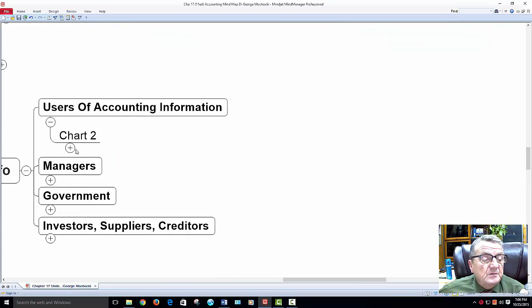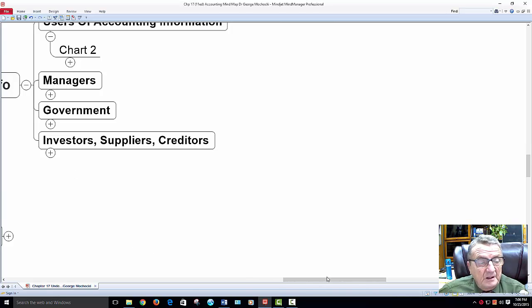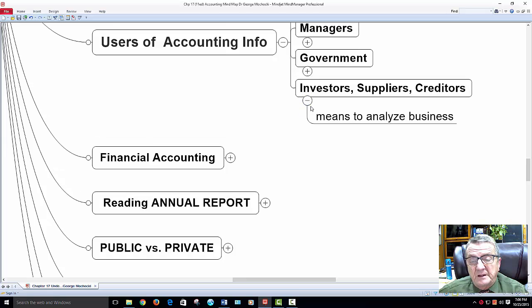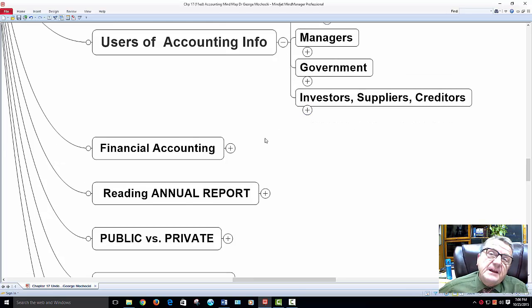Okay, so read that. That was pretty good. That's all that was. It basically had everything I did on the chart. I just put it on the mind map. Okay, all right. Now, financial accounting.